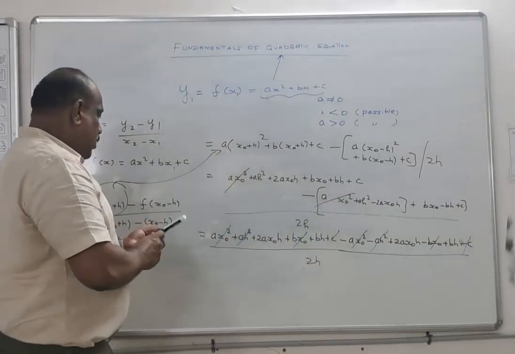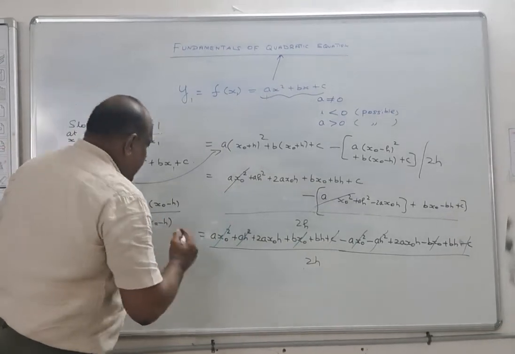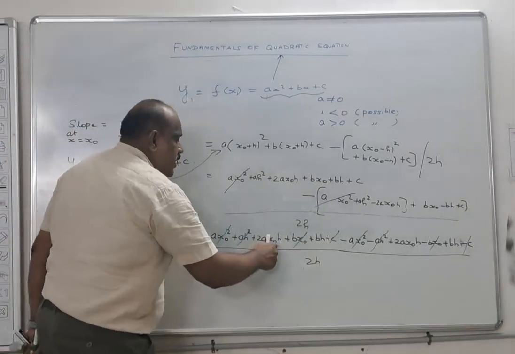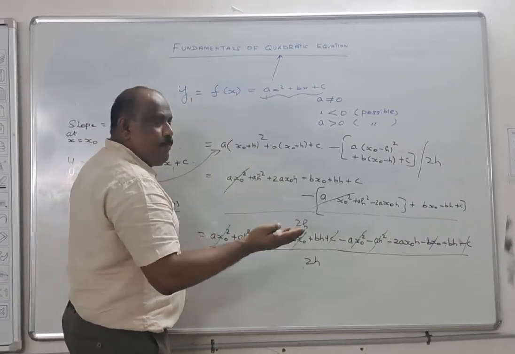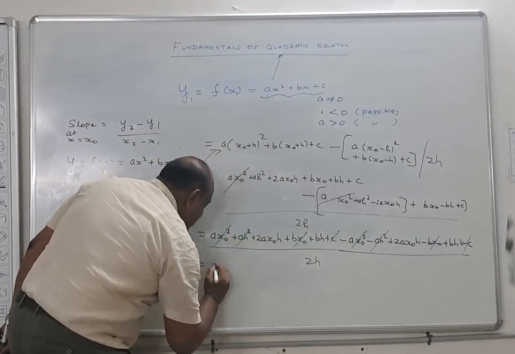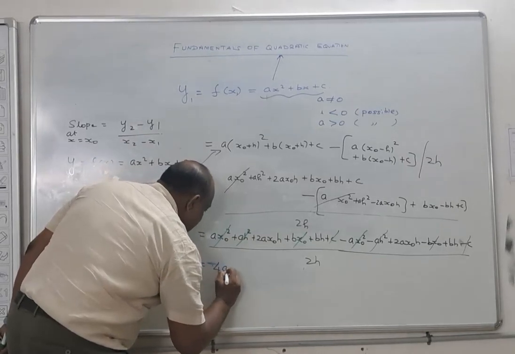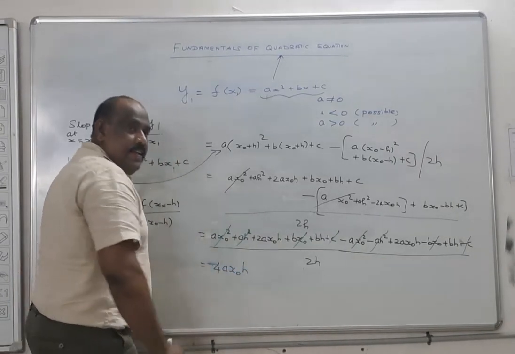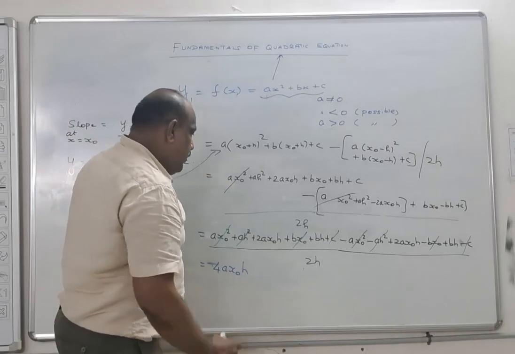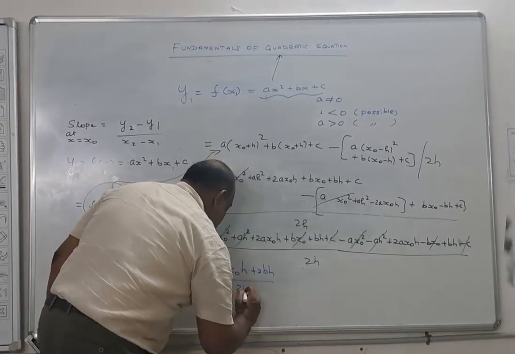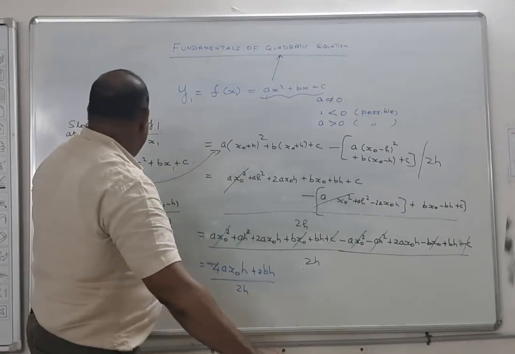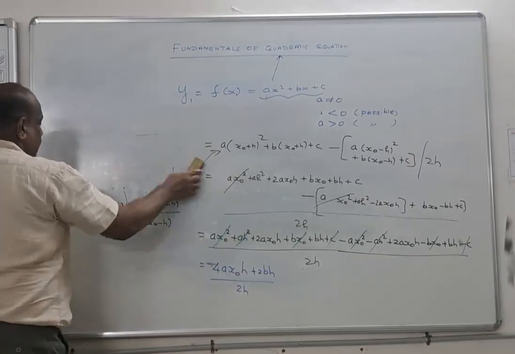So now what is the final form? We have 2a x naught h, here also 2a x naught h. So 2 plus 2 is 4, so it is 4a x naught h. Then plus 2bh by 2h. Okay, I hope I can erase these things.